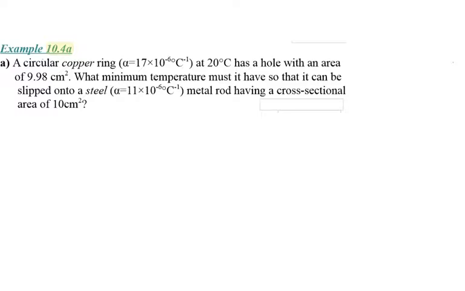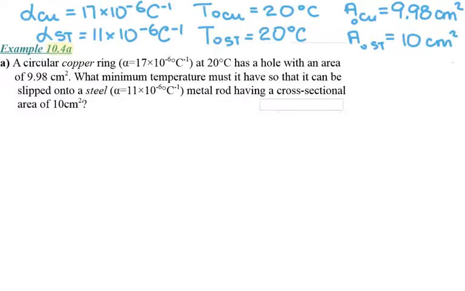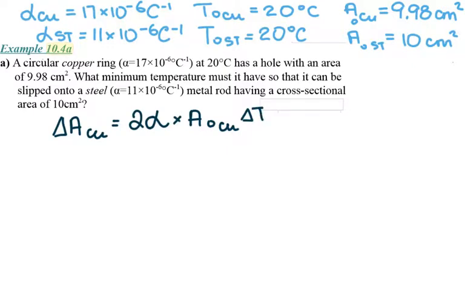A metal rod having a cross-sectional area of 10 centimeters squared. So let's look at this question and everything that is given that we can use to solve. Here I can use the change of the area formula for copper. So I have the change of the area for copper is equal to, they only give me the linear expansion coefficient, so I have to do twice the linear expansion coefficient, and then times the initial area of the copper, and then the change of the temperature. So I am looking for the change of the temperature.